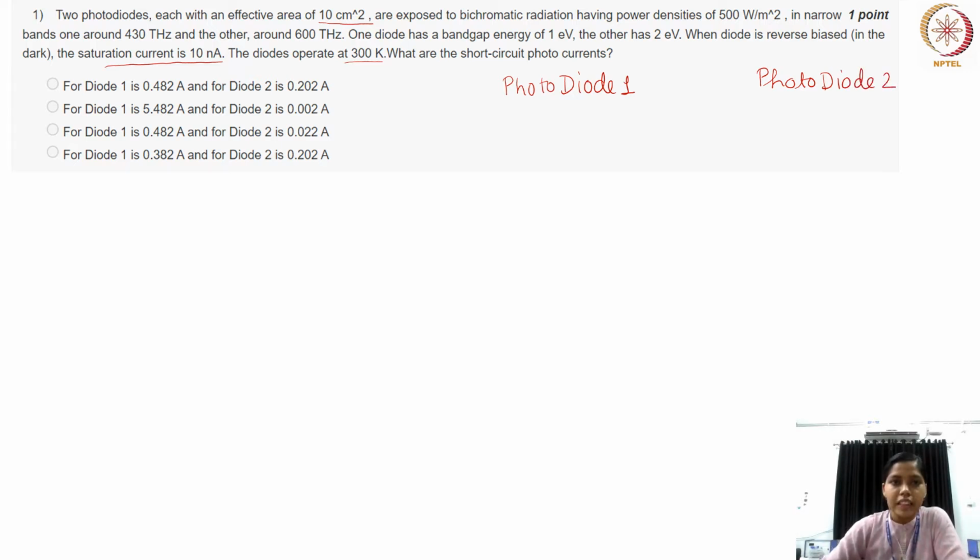The first thing they have given is each with an effective area of 10 centimeter square. So the effective area for photodiode 1 is 10 centimeter square, and similarly for photodiode 2 it is 10 centimeter square. The next thing is they are both exposed to radiation having a power density of 500 watt per meter square. So the power density for the first photodiode is 500 watt per meter square, and similarly for the second photodiode it is 500 watt per meter square.